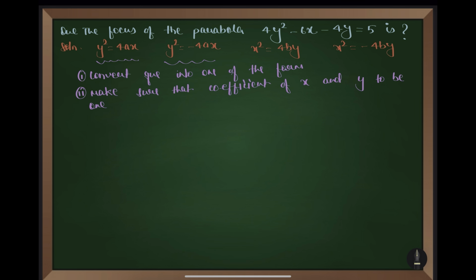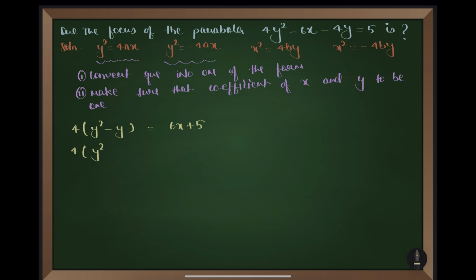So what I want to do: it is 4y square, so I'll take 4 common, and I'll keep y on the same side, x on the same side. So y square minus y equals 6x plus 5. Now simplify this. Hopefully we have a square minus 2ab, so I'll complete the square.